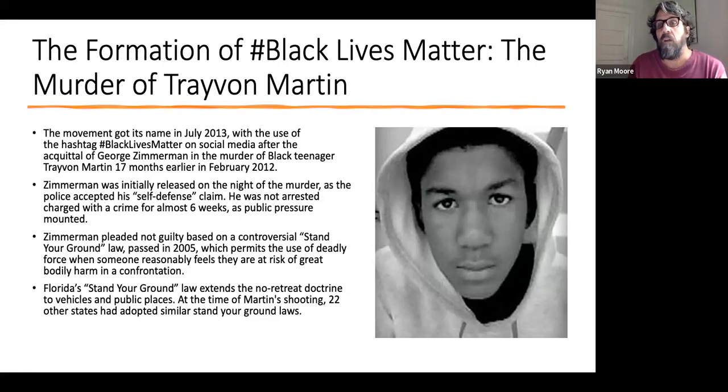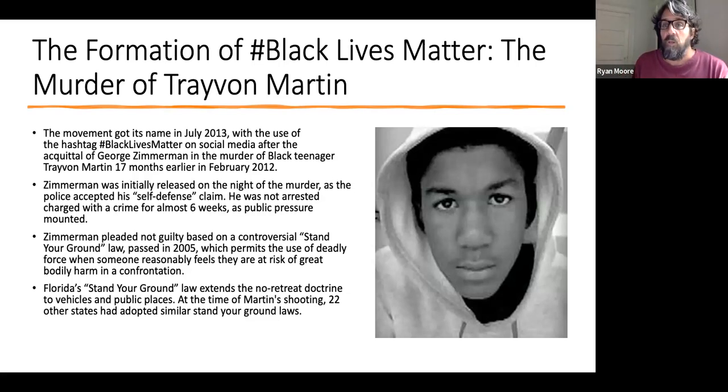The circumstances around this killing are obviously very well known. Zimmerman had shot him and then had been released on the night of the murder. The police accepted his claim that he was simply acting in self-defense. And so he wasn't arrested or even charged with a crime for like 6 weeks. And then there was this kind of building public pressure as more and more people started to hear about the case. And only then was he even arrested.